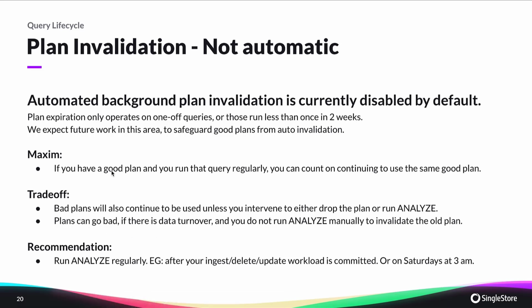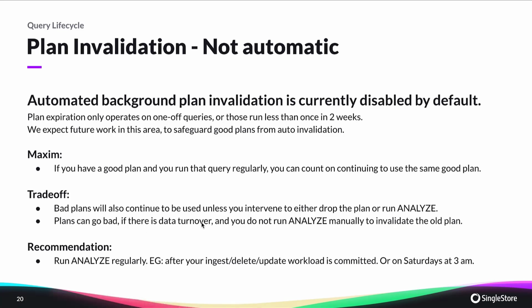So the trade-off of offering this guarantee is that we'll keep using our good plans, but we'll also keep using our bad plans. So a plan can go bad if the stats that it was created on diverge from the current stats. The more writes that you have to a table, the more chance that that plan may no longer be good. And it requires a manual action. Either you drop that plan or you run analyze in order to fix that problem.